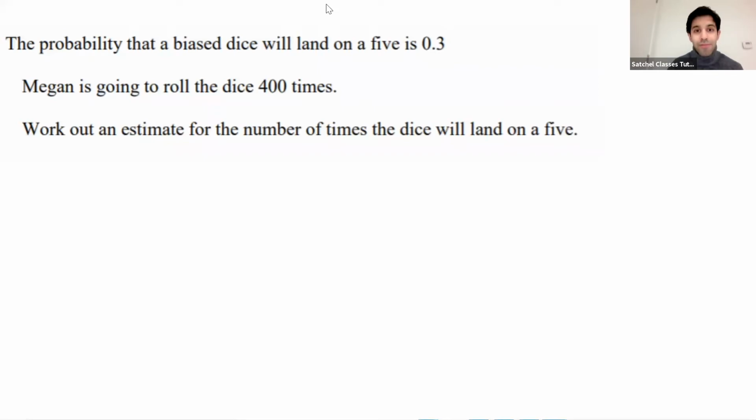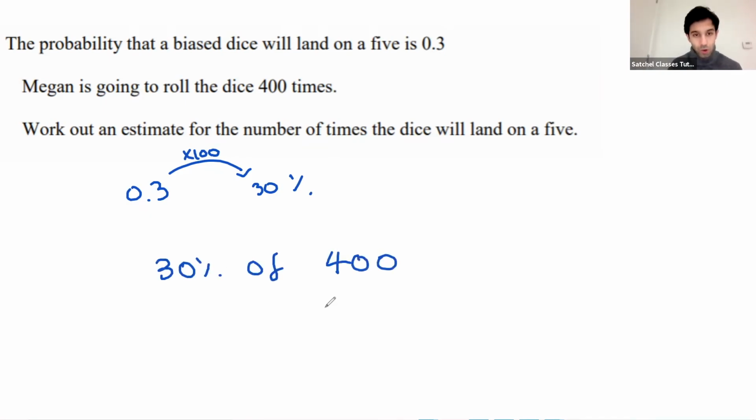Right, so 0.3, that is the same as 30%. If we wanted to convert a decimal to a percentage, we simply multiply that decimal by 100. So 0.3 times 100 is the same as 30%. So what we know is that 30% of the times you will land on 5. So if we roll the dice 400 times, 30% of the times we should get a 5. So what we need to work out is 30% of 400.